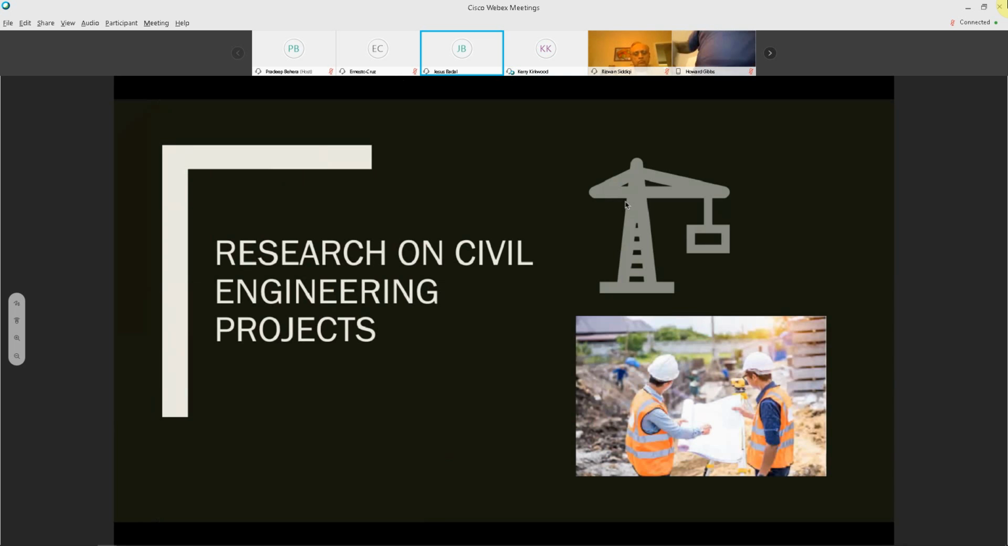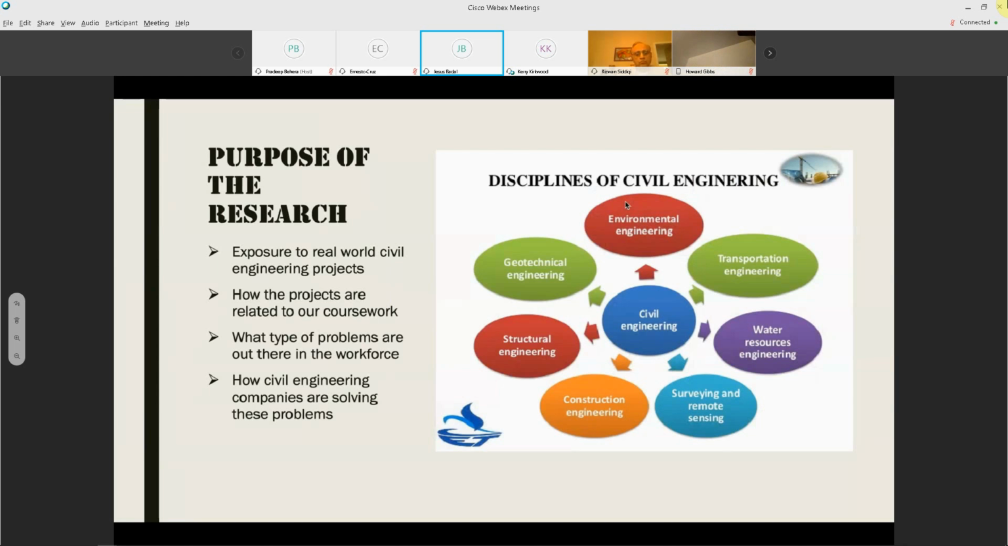So research on civil engineering projects. Next slide. For this, we had to research real-world problems and see how they related to our relevant coursework, what types of problems there are in the actual workforce, and how these civil engineering companies solve these problems. So to do this, we had to understand the different disciplines in civil engineering, those being environmental, transportation, water resource, surveying, construction, structural, and geotech. Next slide.